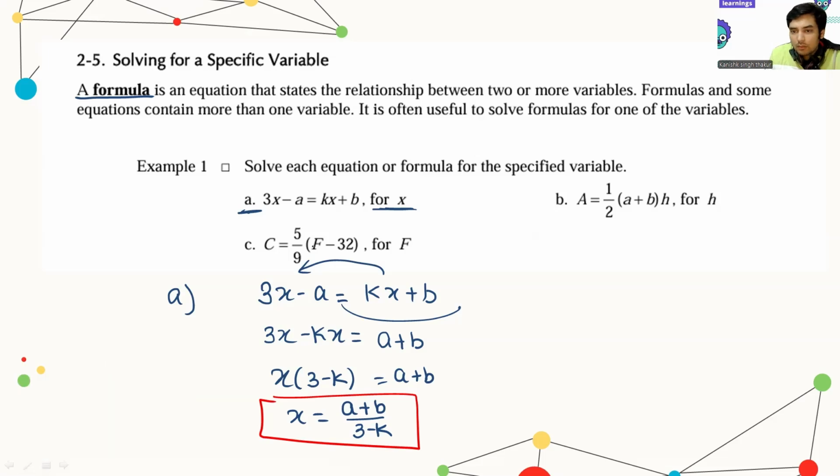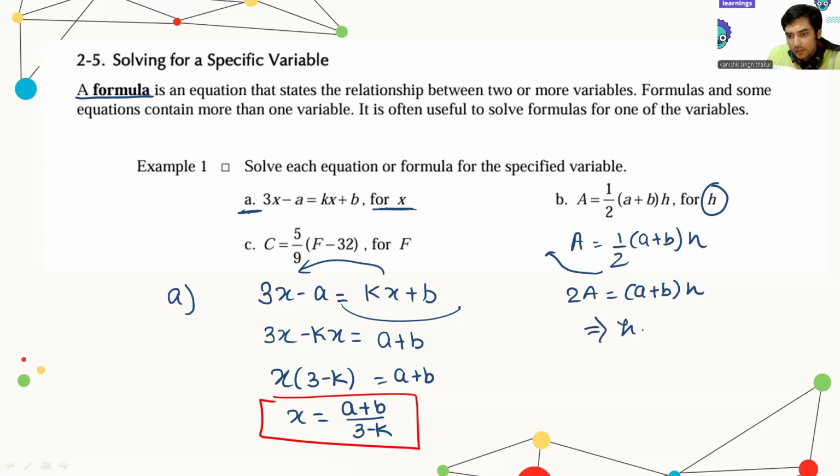This is dependent on numbers. I'm not doing this one. This one is easy, right? I have to find h. A is given to you as half of a plus b, right? h on one side, all other things on the other side. So this goes here. So it would be 2a is equal to a plus b times h. So this implies h will be equal to 2a over a plus b. This would be my answer.